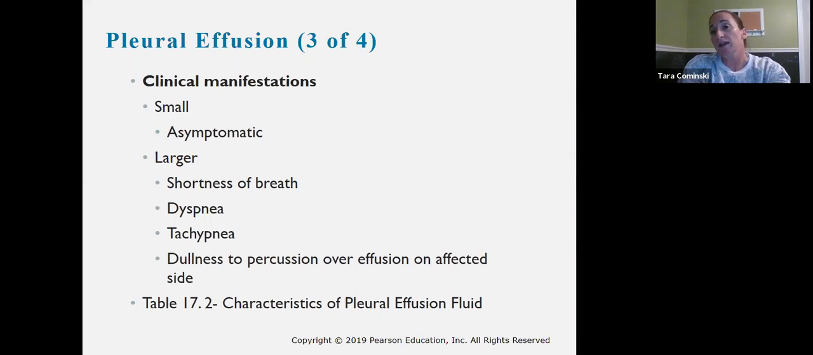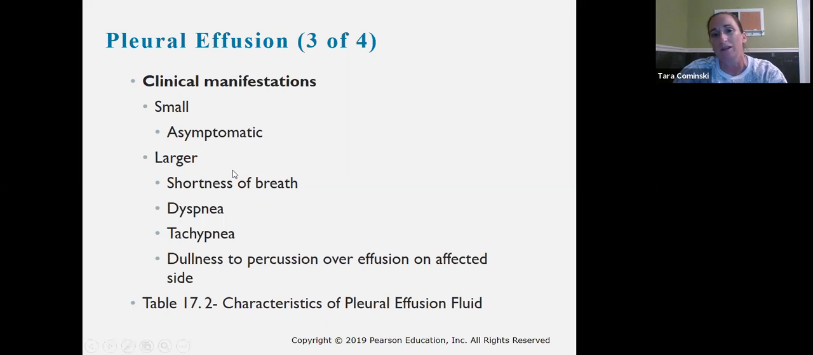Okay, so just like a lot of these, if it's small or if there's not a lot of fluid accumulation, it's probably not going to lead to any symptoms, okay? However, if there's a lot of fluid accumulating there, it's going to lead to the same symptoms we talked about already, okay?